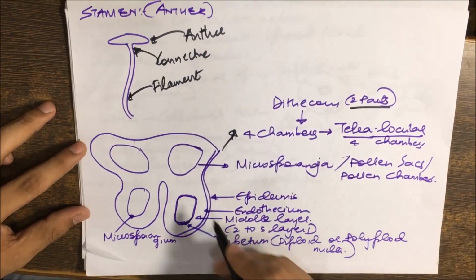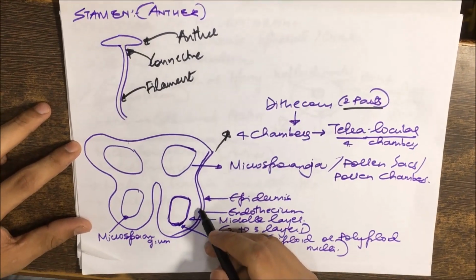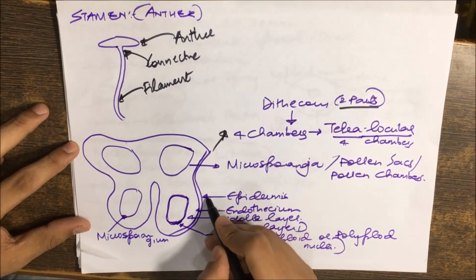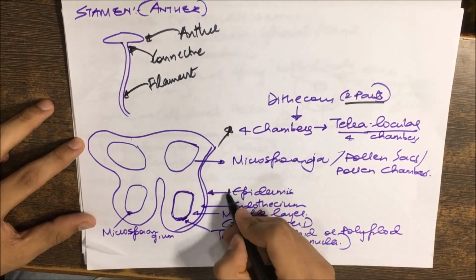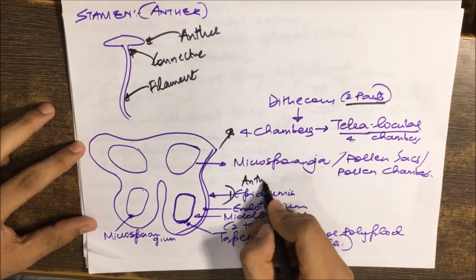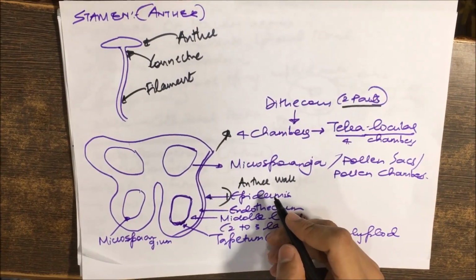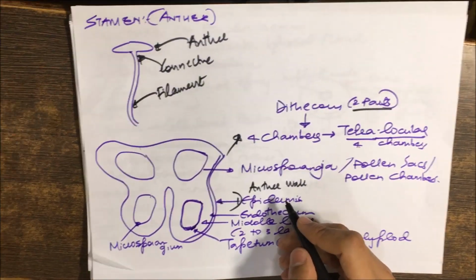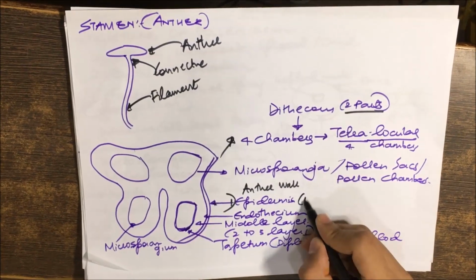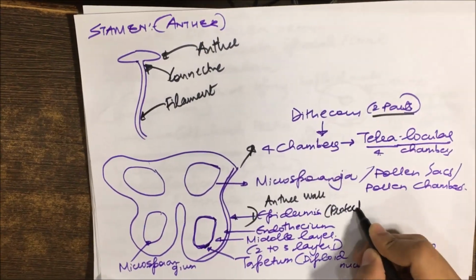Now we'll study the parts of the anther. The outermost part is the epidermis, which is the first part of the anther wall. It is the outermost common wall layer of the anther, which consists of flattened cells. It is protective in function.